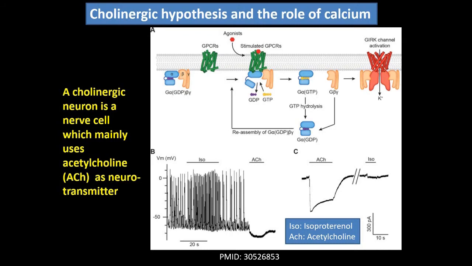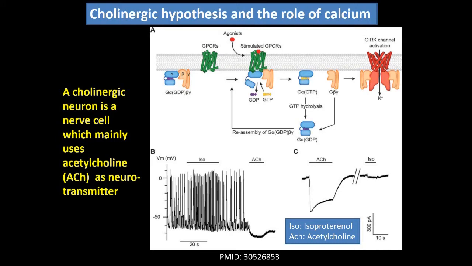An acetylcholine receptor is a G-protein coupled receptor. Upon binding to acetylcholine, it activates a cascade of downstream signaling pathways which involves recruitment of trimeric G proteins and subsequent release of calcium from the internal storage.